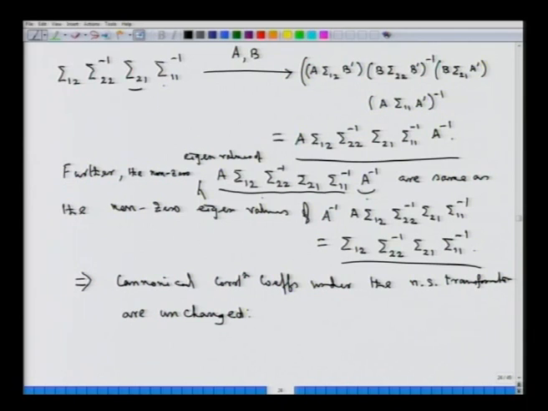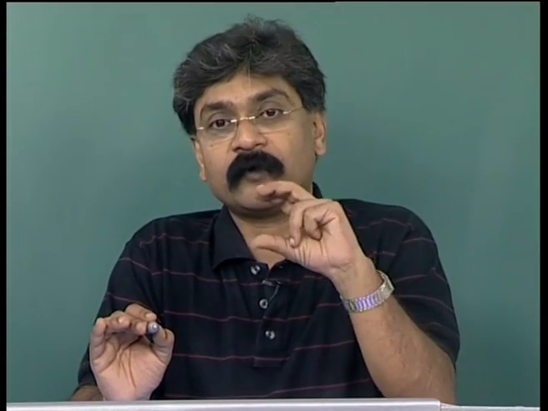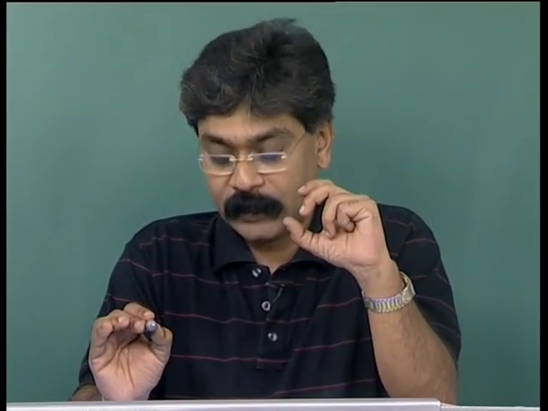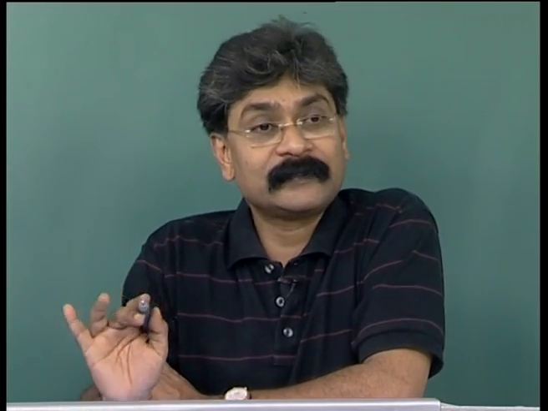So, whether we look at the canonical correlation coefficients from the original set of variables x and y, or we look at the transformed setup with Ax and By, the canonical correlation coefficients in the two sets are going to be precisely the same, right.